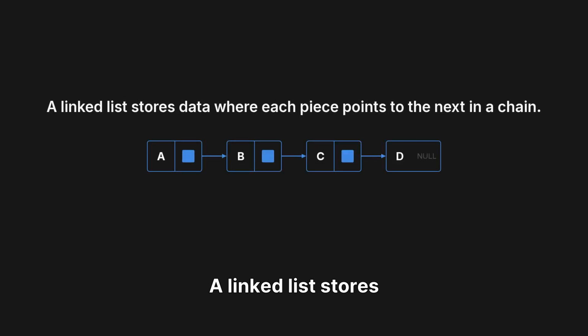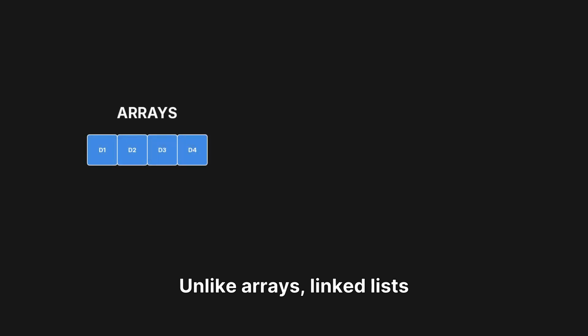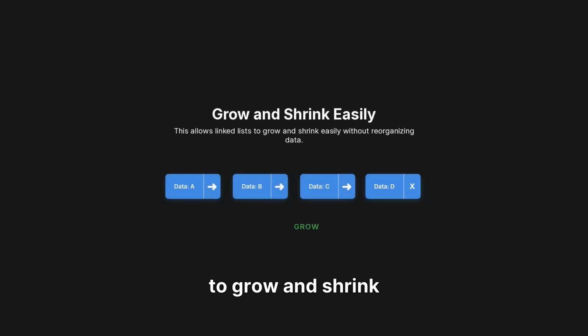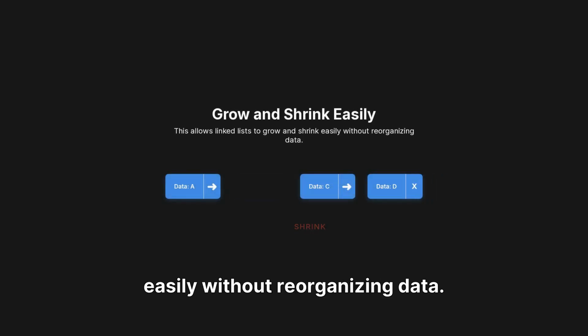A linked list stores data where each piece points to the next in a chain. Unlike arrays, linked lists store items separately, connecting them with links. This allows linked lists to grow and shrink easily without reorganizing data.